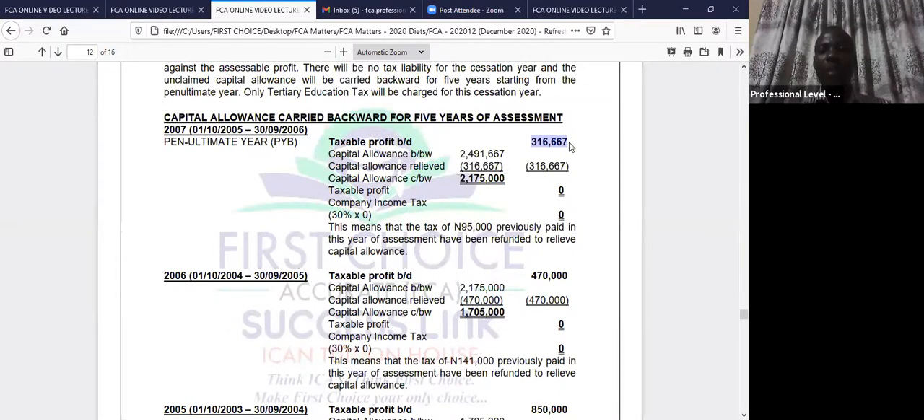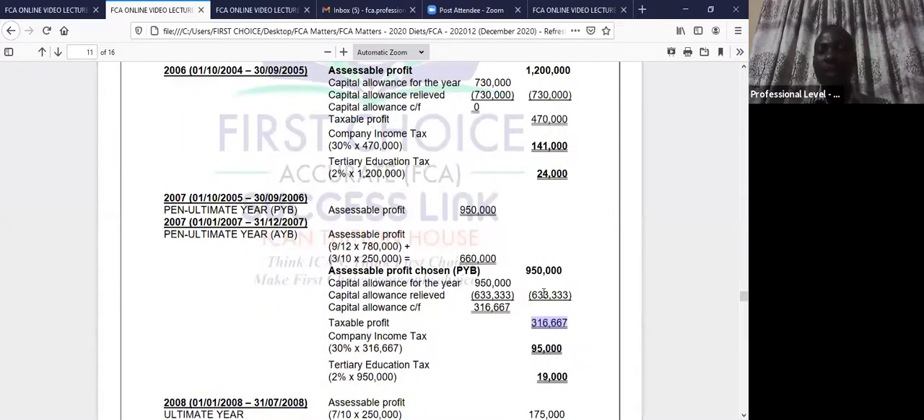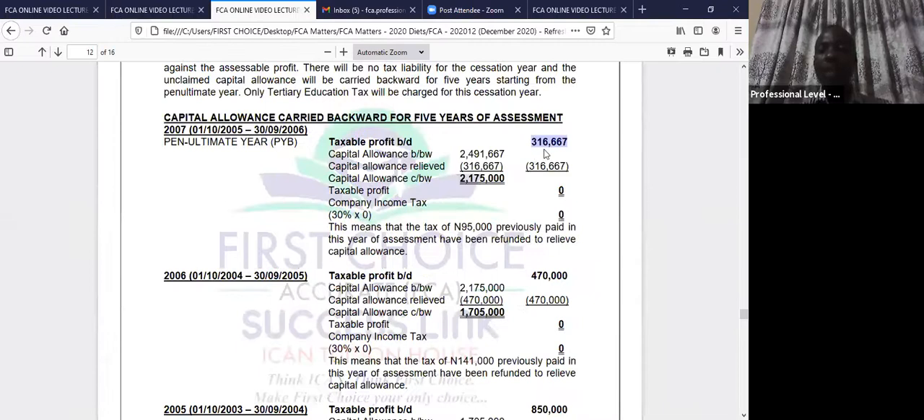Why am I bringing it down? I'm saying I have more capital allowance to be claimed. You've claimed the first one and you got to this point, but I have more capital allowance I want to claim. Don't take tax yet. I have more capital allowance to claim.